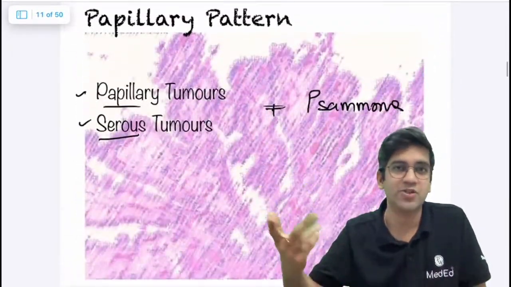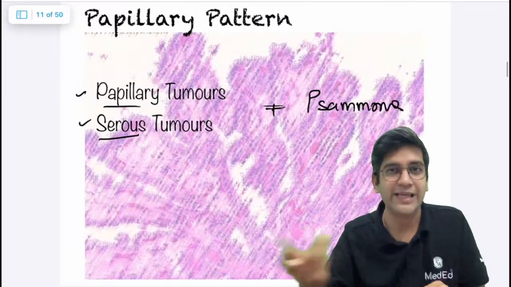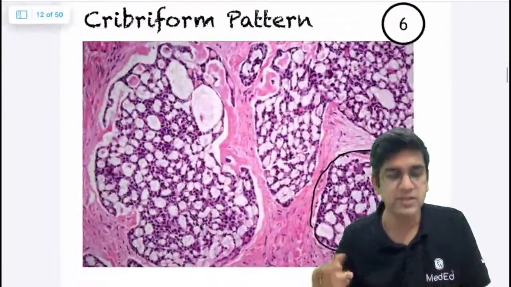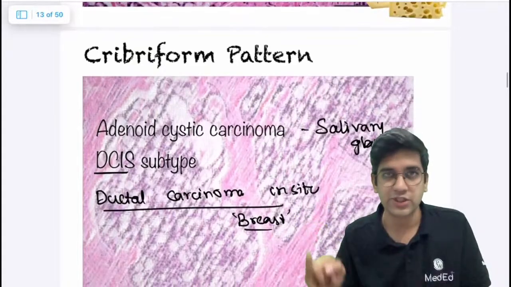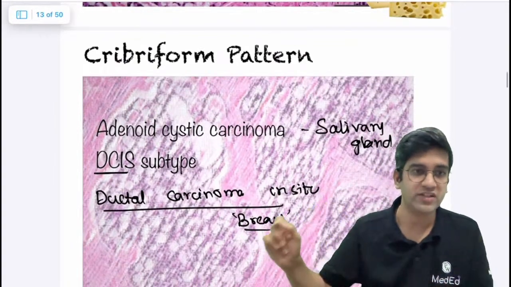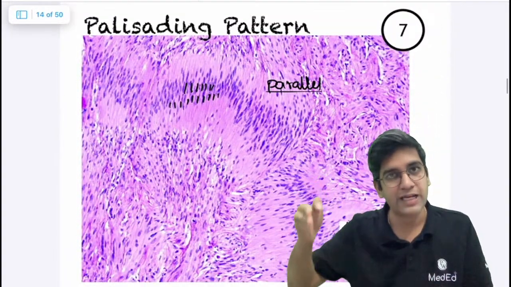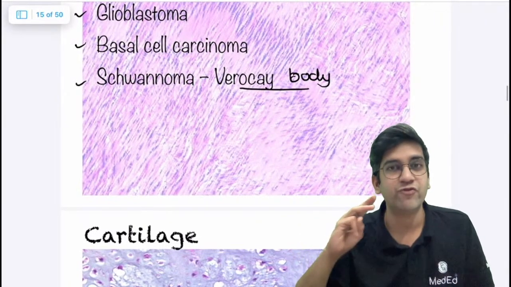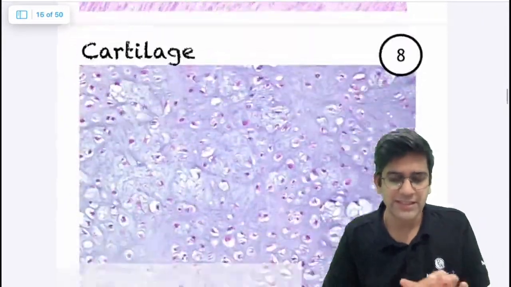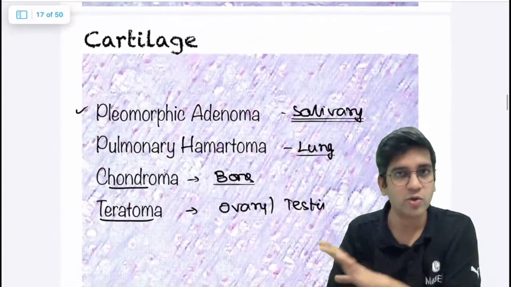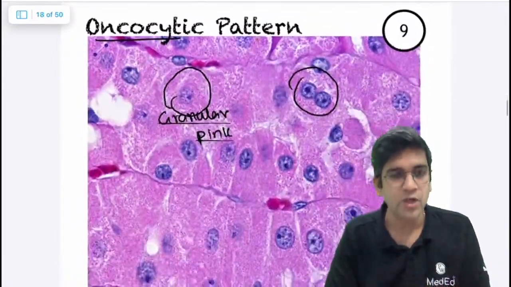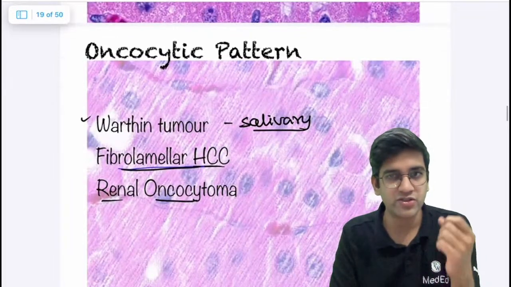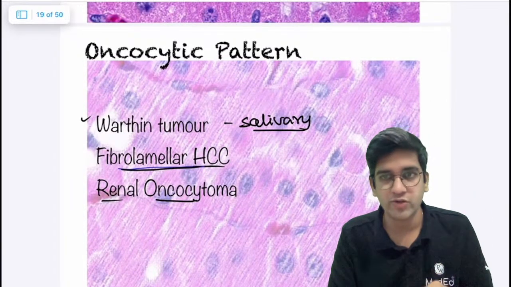Papillary is nothing but your serous and papillary in the name. They'll have serous adenocarcinoma, papillary carcinoma thyroid will have papillary appearance. Cribriform, adenoid cystic carcinoma, DCIS, a subtype of tumor in the breast. Palisade means parallel to each other. Glioblastoma will have, basal cell carcinoma will have, and Verocay bodies in schwannoma will have it. Simple normal cartilage based on the location, have few differential diagnoses. Oncocytic, extremely pink and oncocytic appearance. Warthin, fibrolamellar HCC, and your renal oncocytoma.